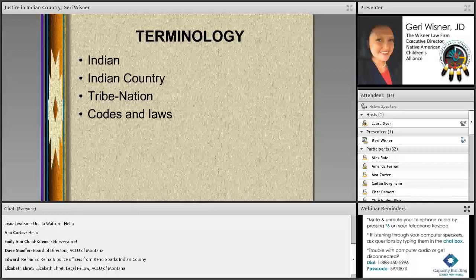Then the last terminology that I want to talk about is codes and laws. I will use those synonymously. When I talk about codes, I will use that in reference to tribal speak. So when we talk about our tribal codes, it's just a set of laws. So I will use the words tribal codes and tribal laws synonymously.